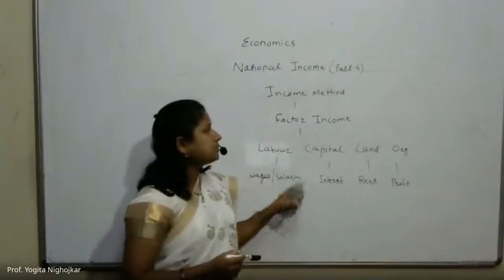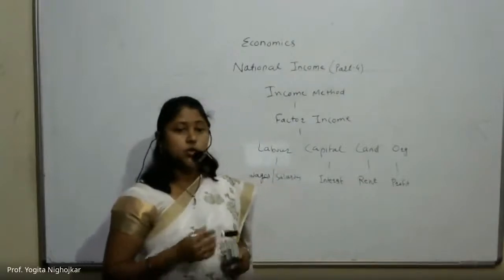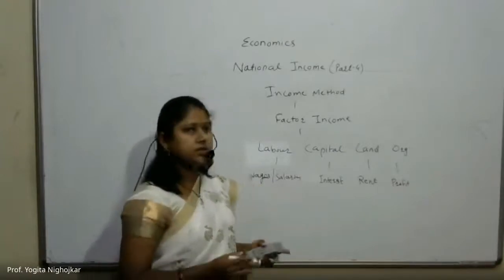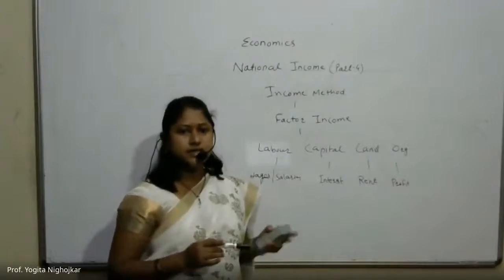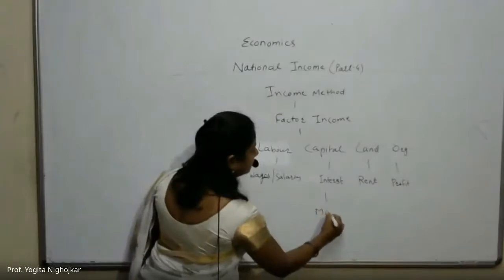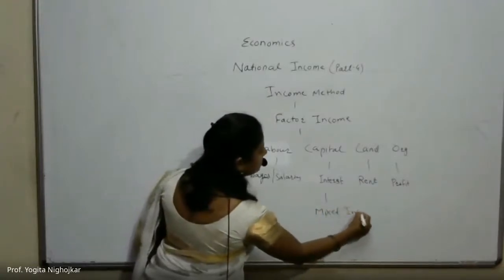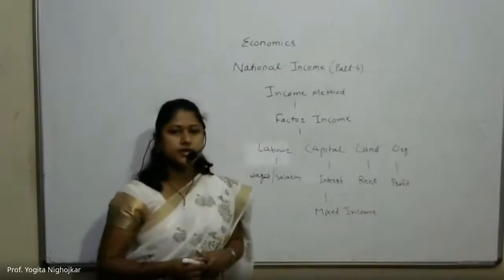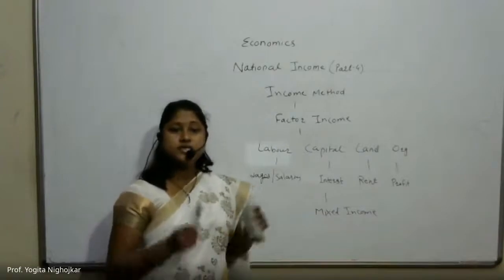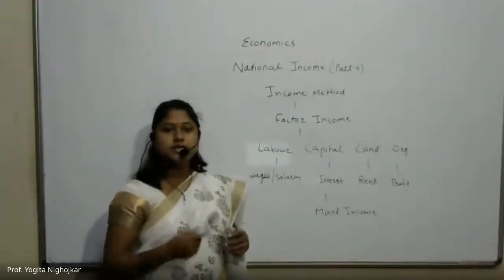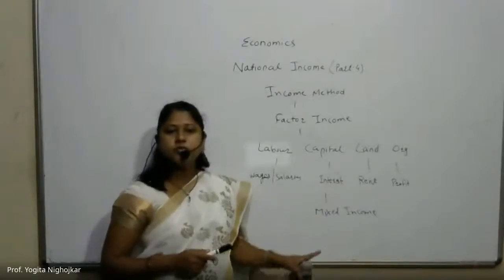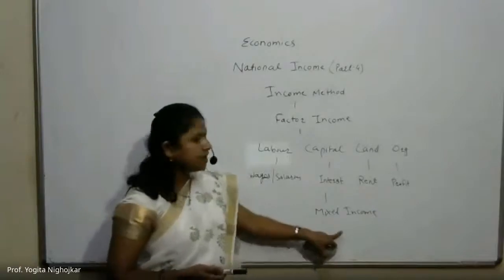Besides, there are some self-employed persons who employ their own labor and own capital, such as doctors, advocates, CAs, etc. Their income is called mixed income. In other words, we can say the incomes of the self-employed persons using their own labor, land, capital and entrepreneurship to produce goods and services is called mixed income.